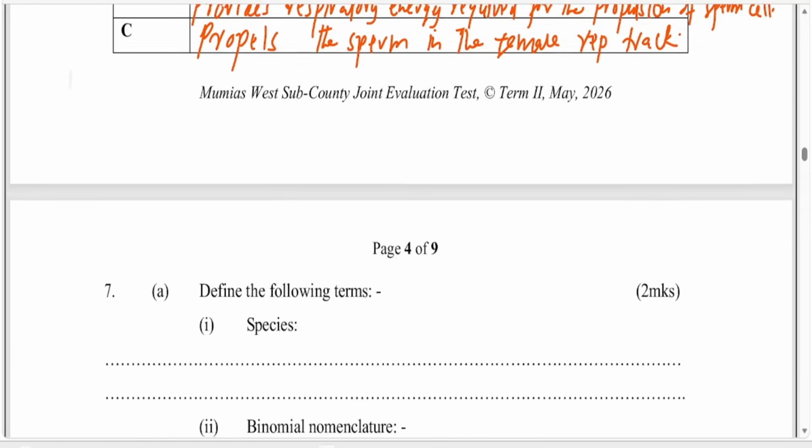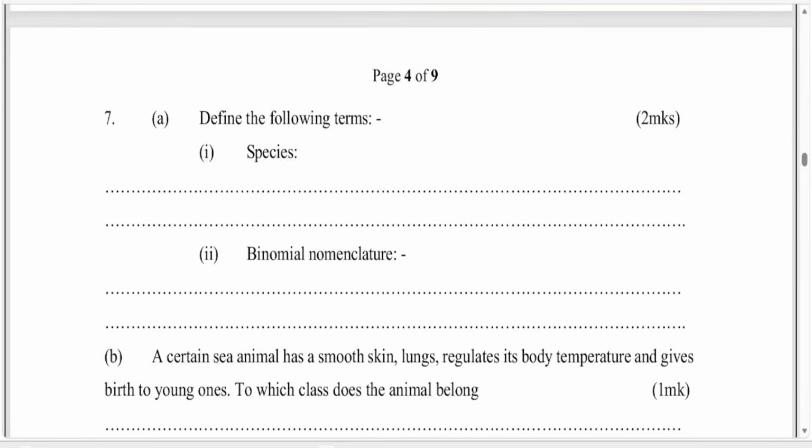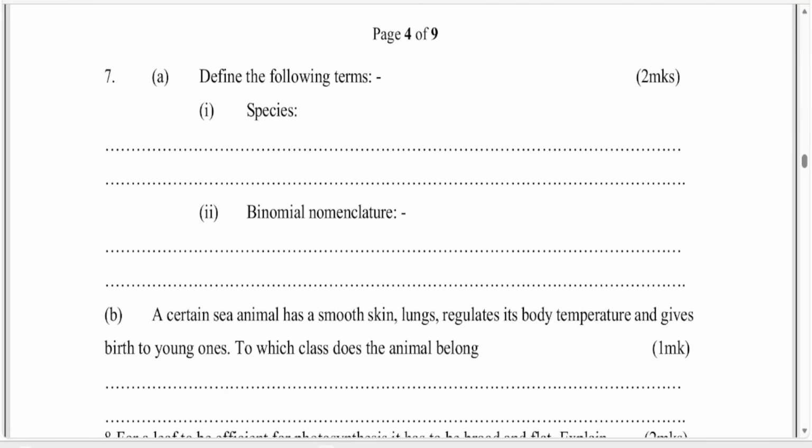Let's move to question number 7. Define the following terms as used under the topic classification. What is a species? Species is one of the 7 taxonomic units that you were taught in Form 1, Classification 1.